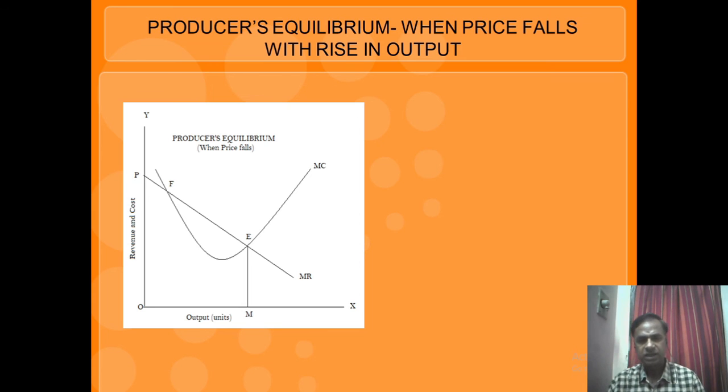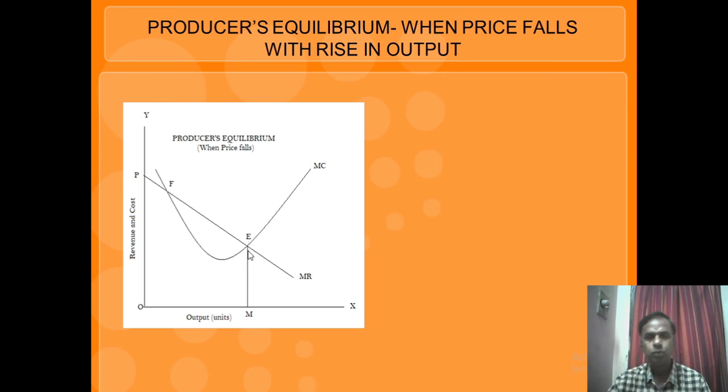Then the diagrammatic explanation here. When the price falls, MR is downward sloping. MC is U-shaped. Here also, at point F, MR is equal to MC. At E, also MR is equal to MC. But after this position, MC is greater than MR. That's why this level of output is equilibrium.